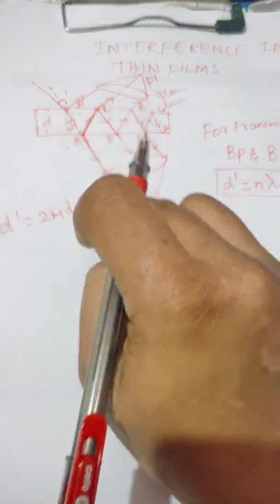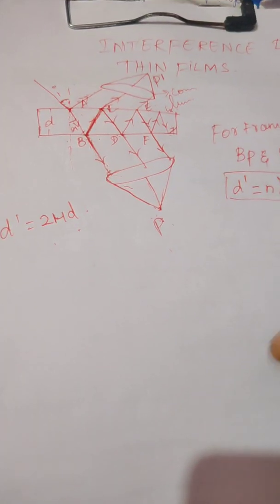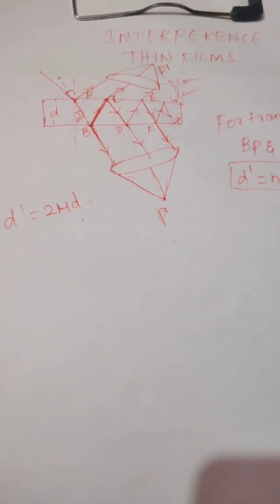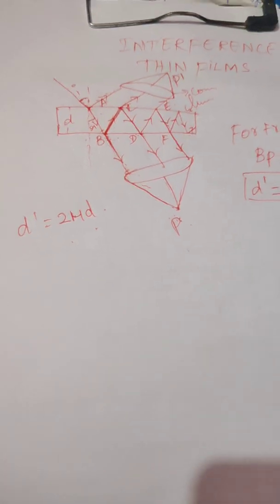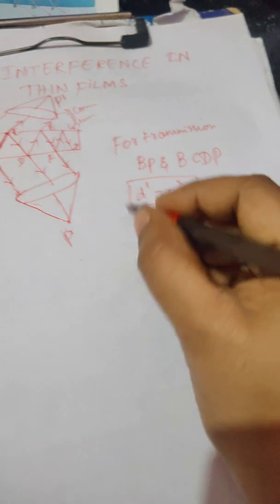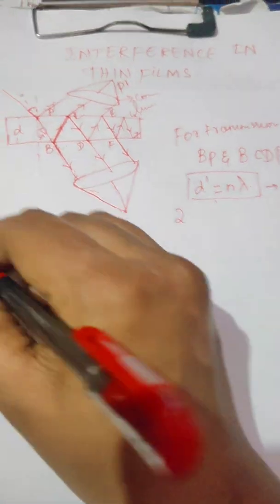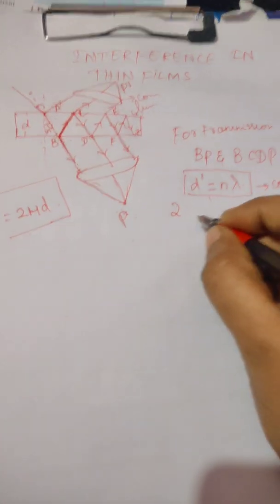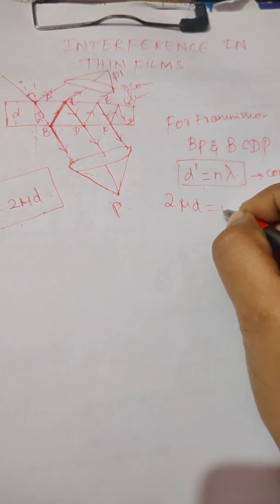So I am mentioning it with 2d. Okay, so I can write 2 mu d, or I can write mu 2d. Anything I can write. So now I have this formula, so we'll substitute this in this. 2 d dash is equal to what? 2 mu d. So 2 mu d is equal to n lambda.